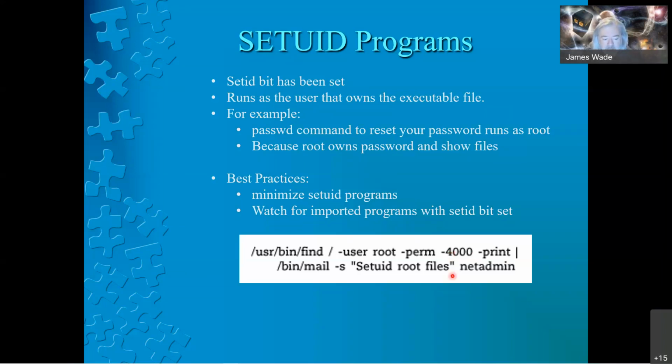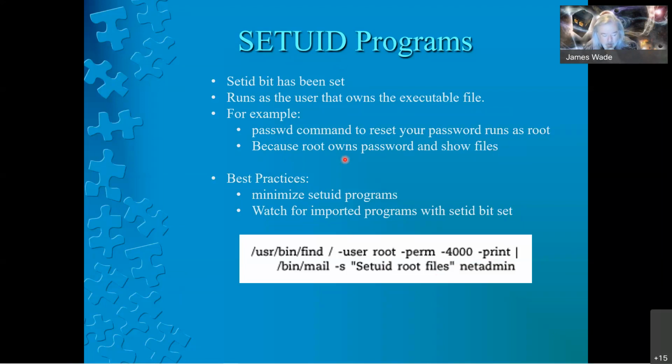So here you're doing a find -user root -perm -4000 -print, and then mail it, the set UID root files. Okay. So it runs as the user that owns the executable file. The passwd command to reset your password runs as root, because root owns the passwd file. All they're saying here is that when a program runs, like passwd, we do set UID.